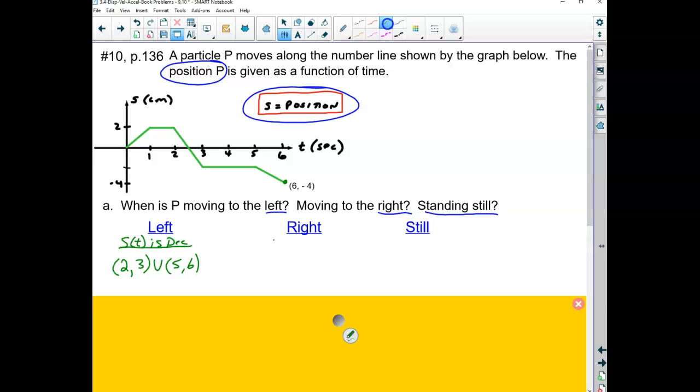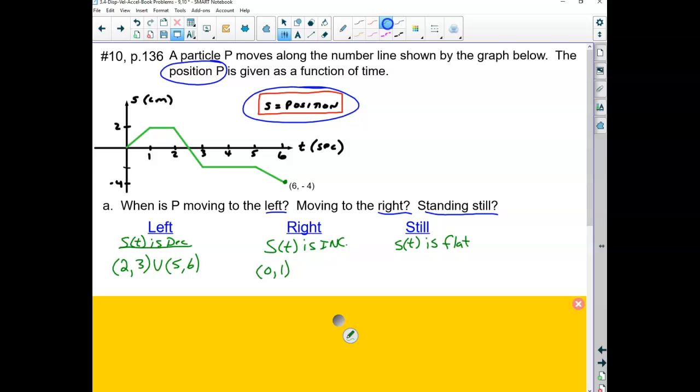It moves to the right when my position function is increasing, okay? So when is it increasing? It's increasing from 0 to 1, and that's the only time I increased. So I only moved to the right once. When am I standing still? Well, that's basically standing still when my position function is what? When it's flat, okay?